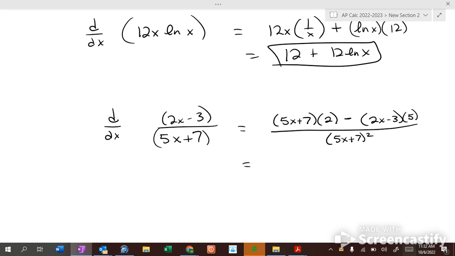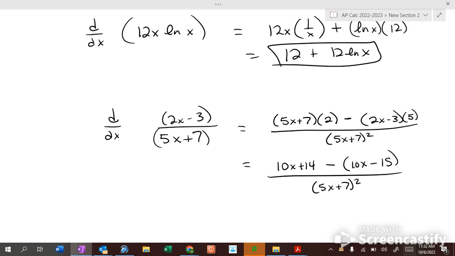So if we distribute on top, we get 10x plus 14 minus 10x minus 15 over 5x plus 7 squared.